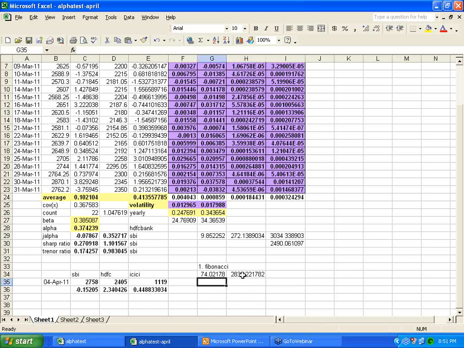If it is slipping by 2762 minus 74 points, so if it is slipping below 2688, my trend is down. So here the trend is down and here the trend is up. These are the price points we have got.